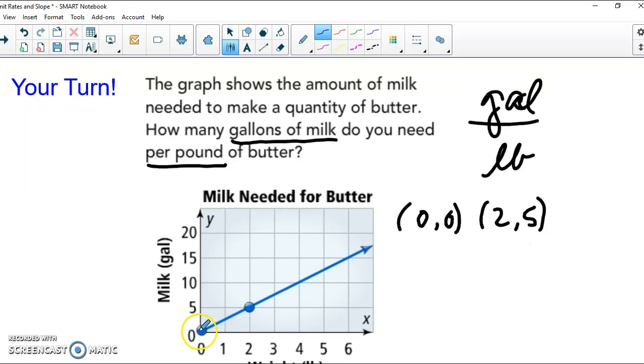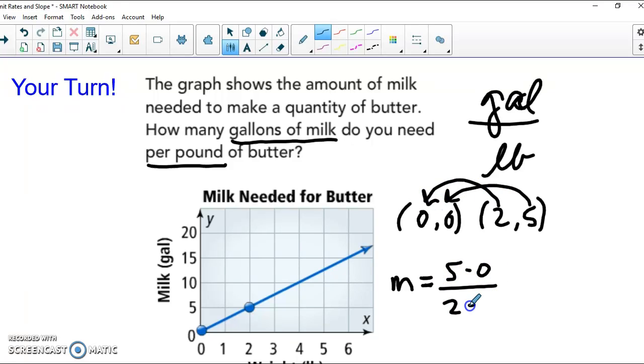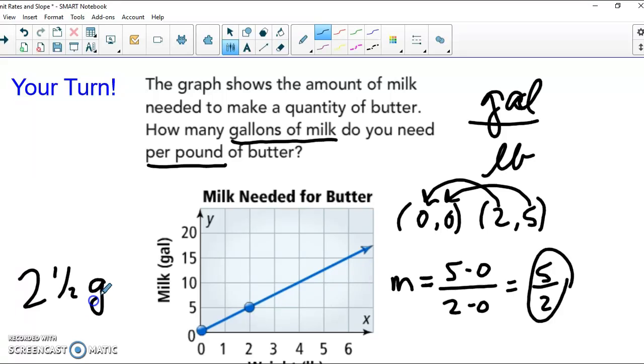I have the (0, 0) and I have the (0.25, ...). So to find my slope or my unit rate, I'm going to do the change in y, so I subtract my y values, over the change in x. I subtract my x values. And I end up with 5/2. If I want to, for my rate, change that to a mixed number, I could call that 2.5 gallons per pound.